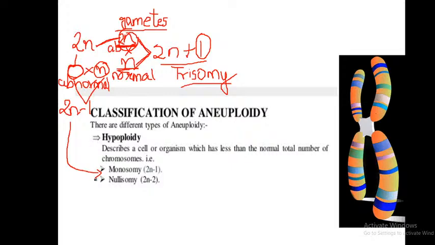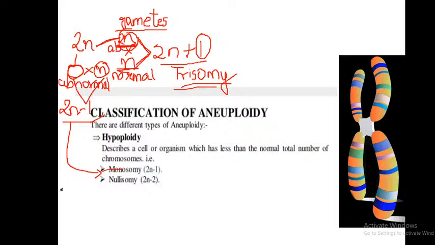When a gamete with a missing chromosome is fertilized by a normal gamete, the resulting individual will have 2n minus 1 chromosome complement, and this condition is known as monosomy. One chromosome number is missing, and this is a hypoploidy condition. Monosomy is a hypoploid condition. Trisomy is a hyperploid condition. When an individual has 2 chromosomes less than the basic number, that's known as nullisomy.